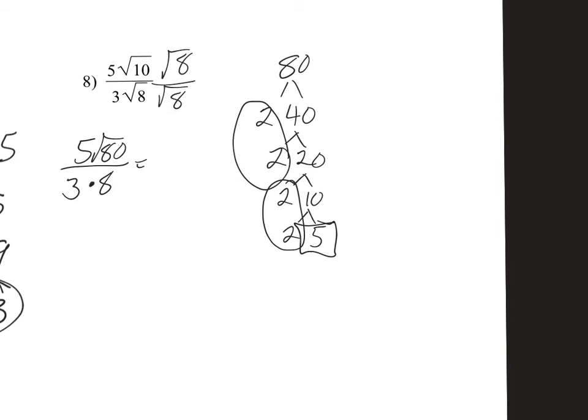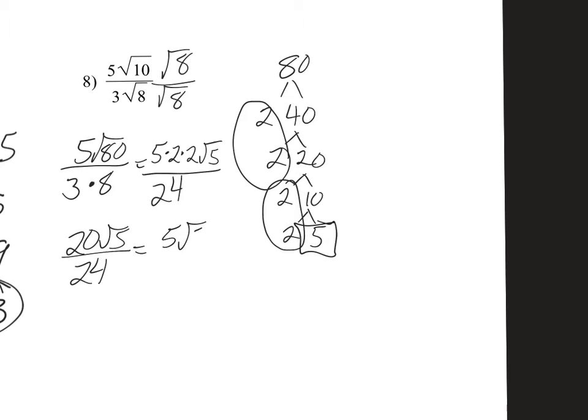So I'm going to have 5 times 2 times 2, radical 5, over 3 times 8 is 24. 5 times 2 is 10. 10 times 2 is 20, radical 5 over 24. And then we can simplify this some more. I think I can divide both of these by 4, so that'll give me 5 radical 5 over 6.